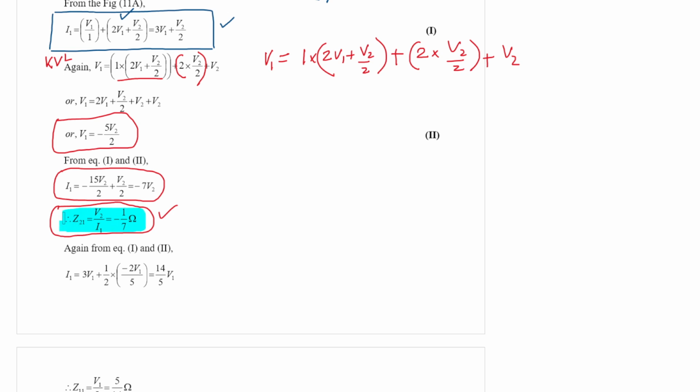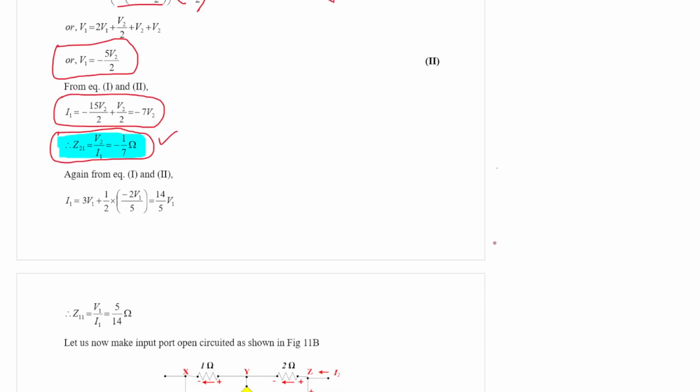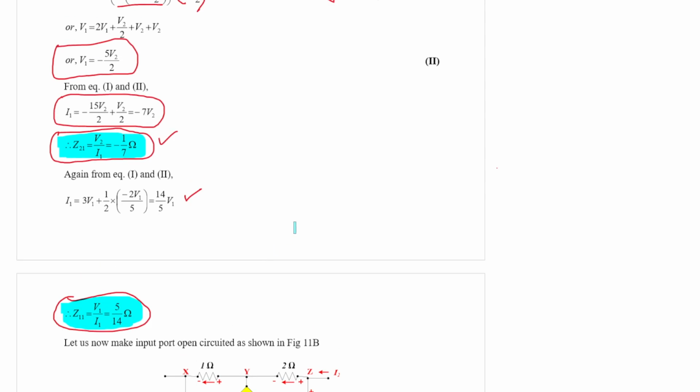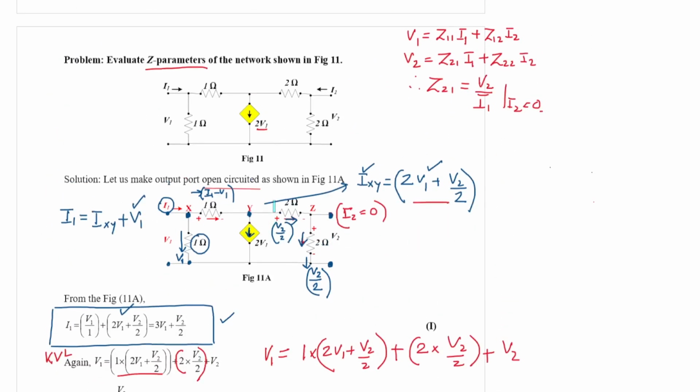Similarly, if we continue our analysis again from equations 1 and 2, and establish a relationship between I1 and V1, you will get I1 is equal to 14 by 5 V1. From there you get the second relation, Z11 is equal to V1 by I1, which is equal to 5 by 14. So we have solved two parameters.